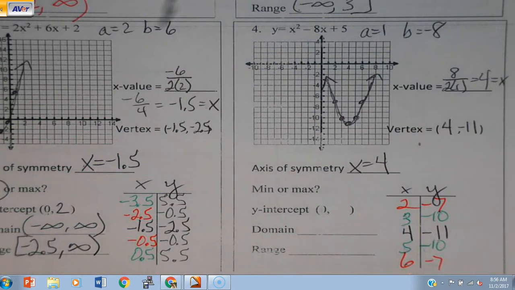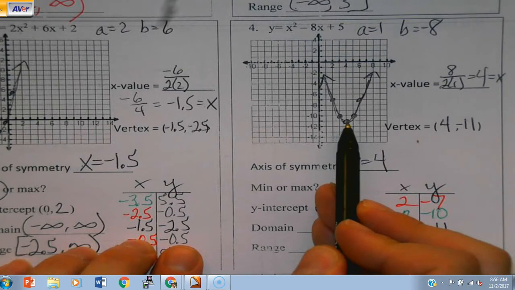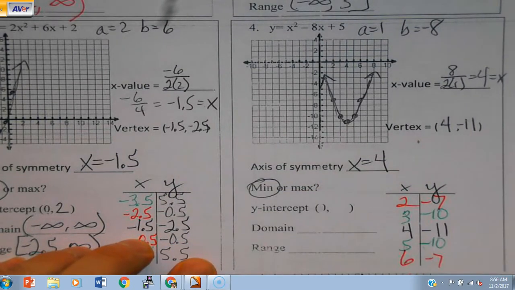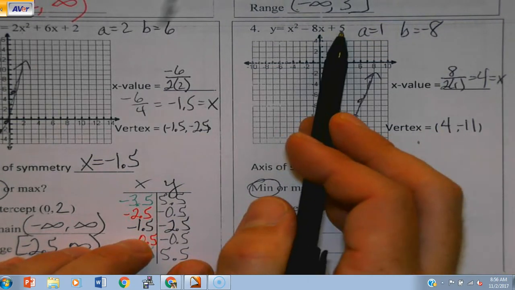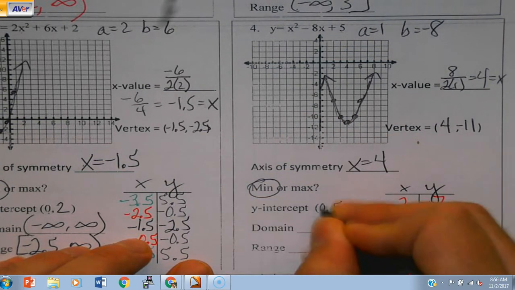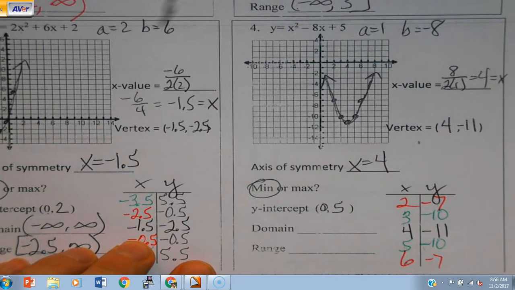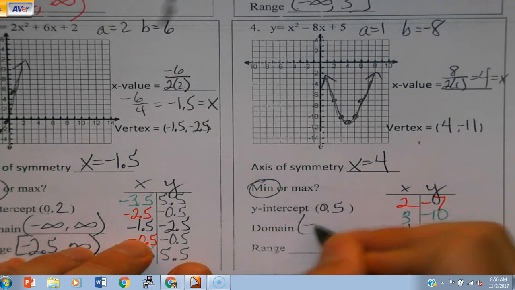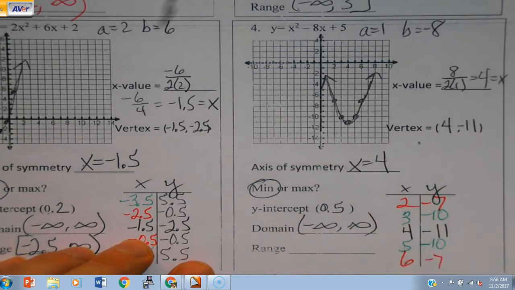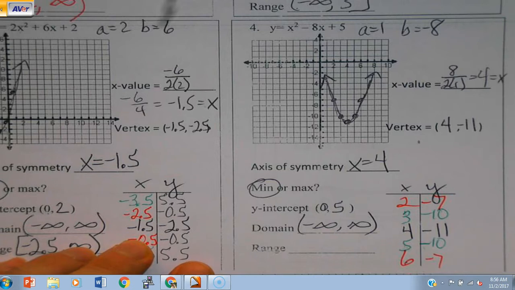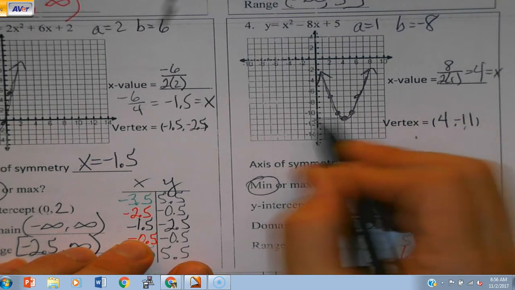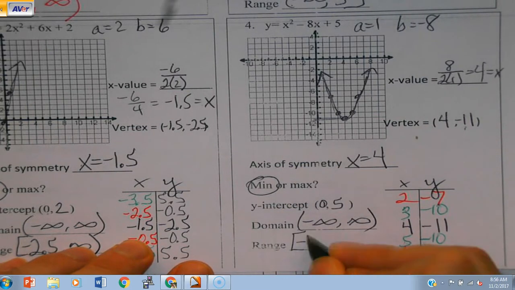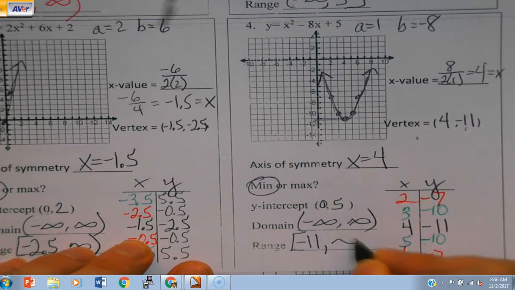Get my graph in. Vertex is at the bottom. Y-intercept. C value. Domain is the no-brainer. And again, range. You got choices. Take it from your vertex. Take it from your graph. Bottom to top.